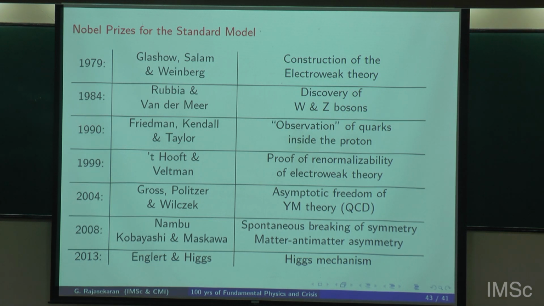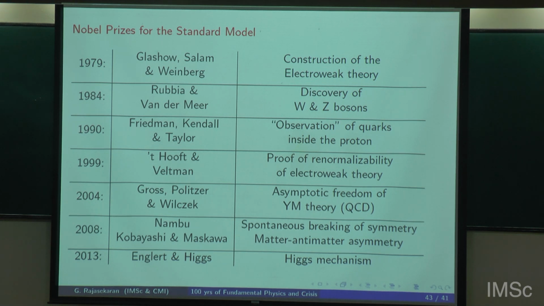It's called asymptotic freedom. And it was found that the only quantum field theory which has asymptotic freedom is Yang-Mills theory, namely non-abelian gauge theory. That is why non-abelian gauge theory became important for strong interactions. And the theory which was constructed was called quantum chromodynamics. I have discussed it yesterday.